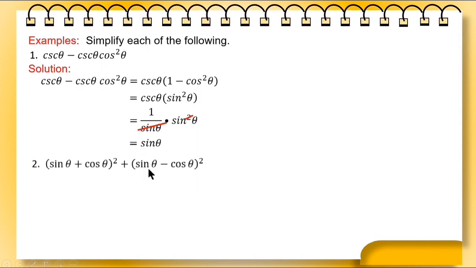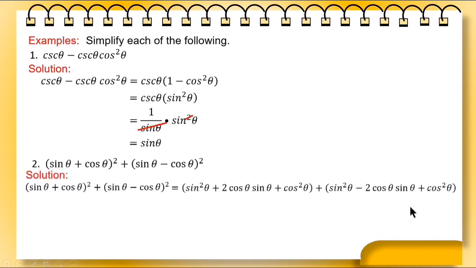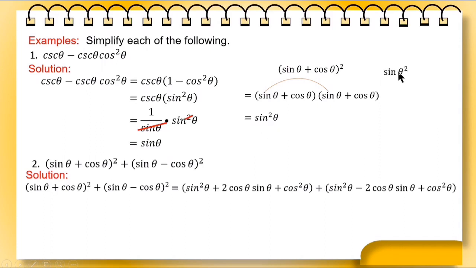Another example. Simplify sine theta plus cosine theta quantity squared plus sine theta minus cosine theta quantity squared. So this is equal to this expression. First, expand sine theta plus cosine theta quantity squared. This means to multiply sine theta plus cosine theta 2 times. Distribute, we have sine theta times sine theta is equal to sine squared theta. The exponent is written this way. You should not write it this way nor this way, okay?